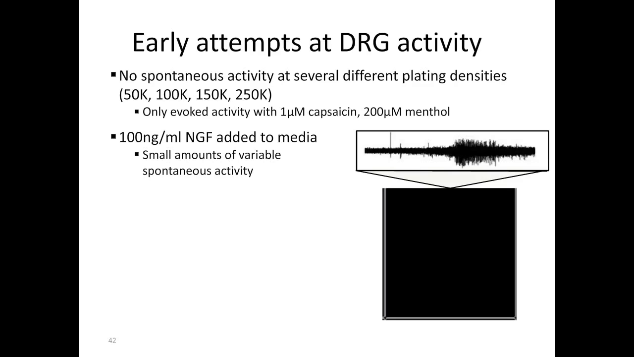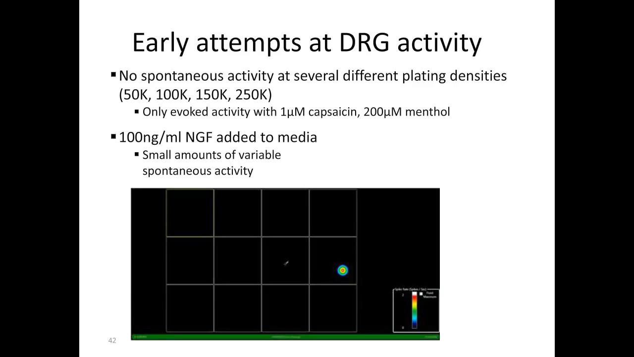We also, the next step was to actually add nerve growth factor, or NGF, to the cultures. And as you can see here, this did lead to small amounts of variable spontaneous activity. This is from a 12-well plate, and you can see just small bits of spontaneous activity popping up by the heat map. And again, this was not ideal.